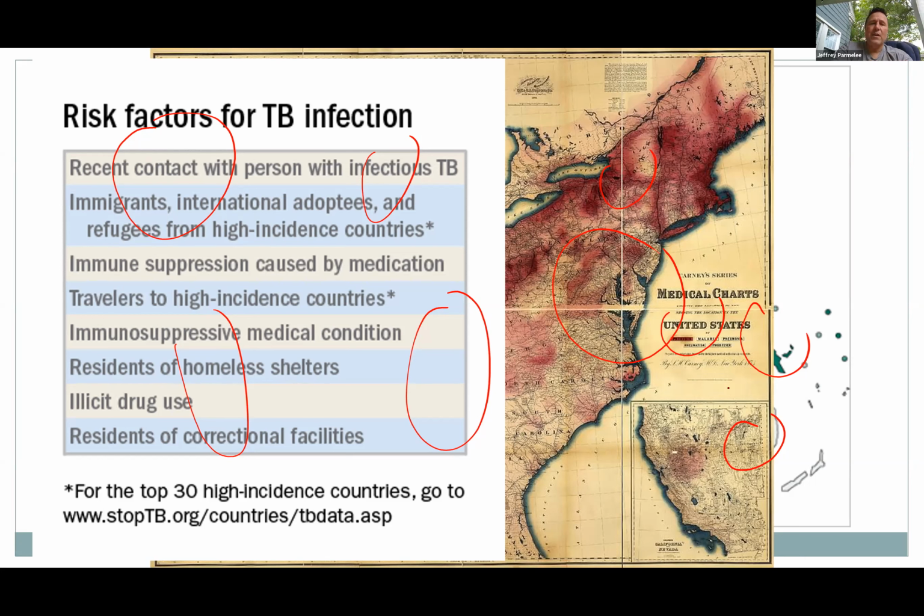But if they're immigrants recently from high incidence countries, you can look these up to see where tuberculosis is a big problem. If they're immunosuppressed, if they even traveled to some of these countries. And then you look at poverty. Are they in homeless shelters? Are they in prisons? These are places where it spreads quite a bit. Yeah, drug use. So there are risk factors that put you at risk for an active TB infection.